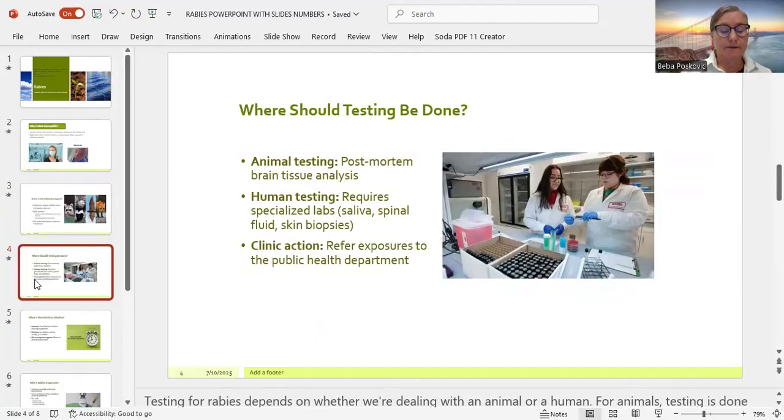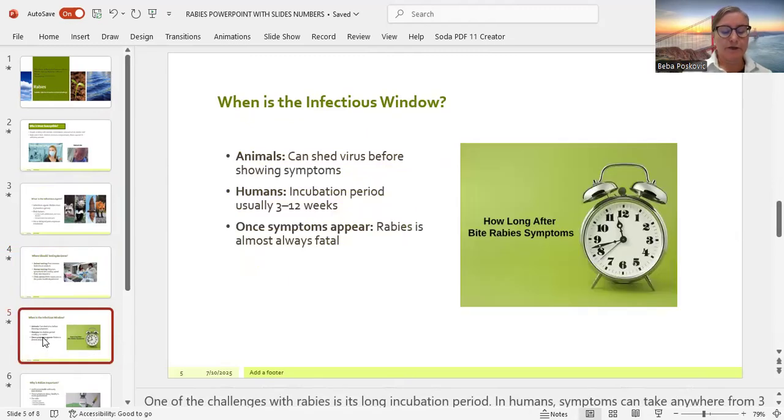Where should testing be done? There are two different ways. Testing for rabies depends on whether we are dealing with an animal or a human. For animals, testing is done post-mortem on brain tissue. In humans, testing is much more complicated and must be done in a specialized lab using samples like saliva, spinal fluid, and skin biopsies. In our clinics, we don't perform this testing, just to remind everyone. Instead, we need to act quickly to report the potential danger to the local public health department for further evaluation.